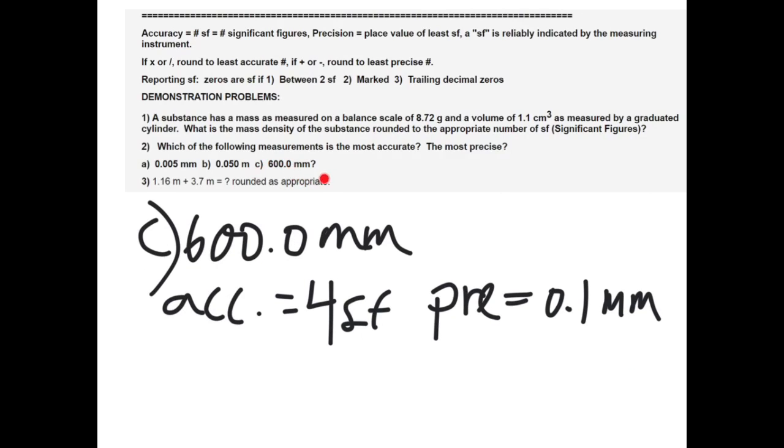Part C, 600.0 millimeters. The accuracy here is 4 significant figures because this 0 is a trailing decimal zero. You would not write it were it not significant. So we have an accuracy of 4 significant figures here. Precision is the place value of this 0.0, which is 0.1 millimeters.